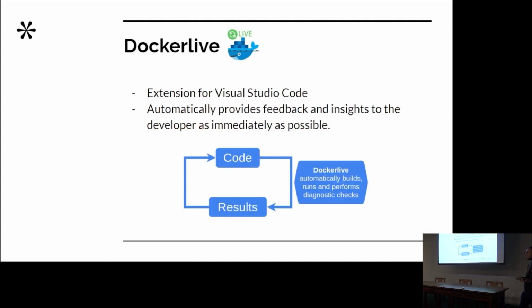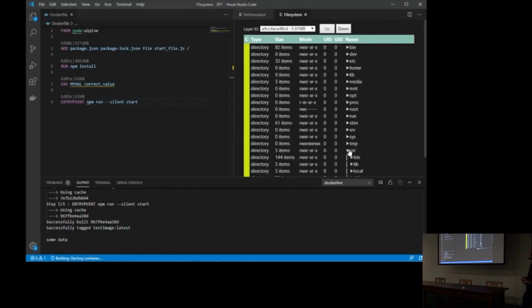And from this question came Dockerlive, which is an extension for Visual Studio Code, which automatically provides feedback to the developer about the Dockerfile that he's writing. And basically what Dockerlive does is that it takes that development process that we just looked at, and does a bunch of those steps for the developer so that he gets all that information without ever leaving the IDE. So just to show you a bit more concretely how this works, I have a little demo here, which I'll show you.